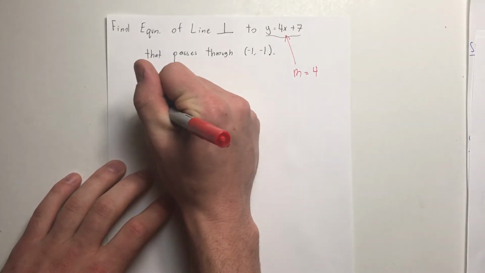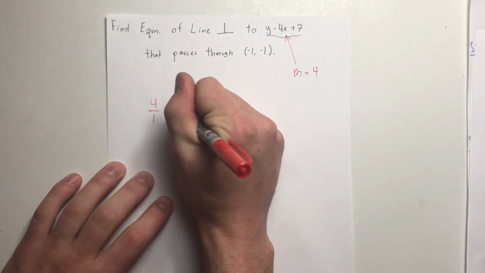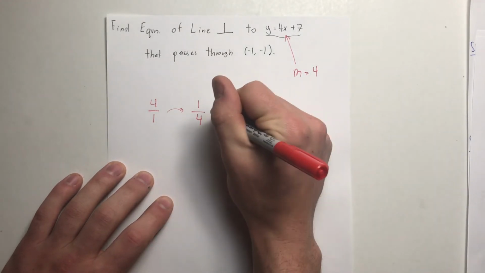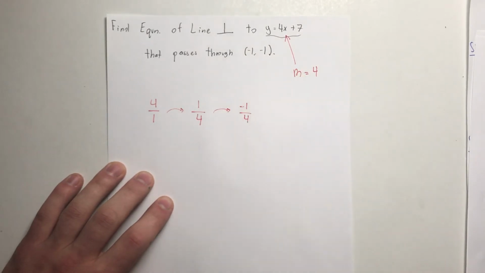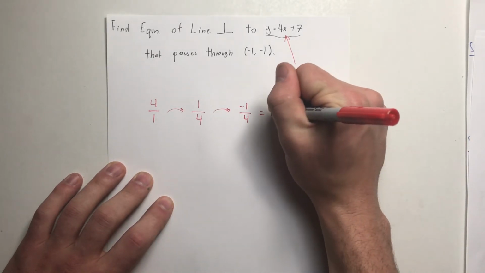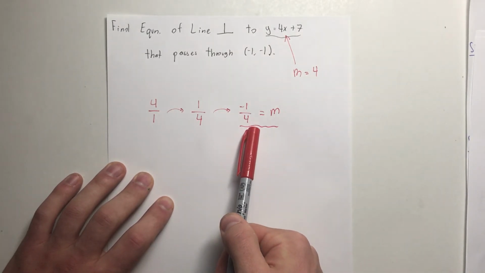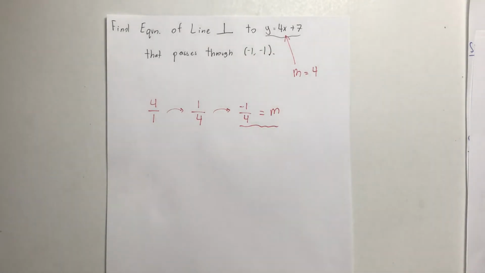So let's take 4 and we'll write it as a fraction, just like that. We'll flip that fraction over. And then our last step is to change the sign, just like we did earlier. So the slope of our line that we want to write is going to be -1/4. So this is our new m. So we want to write a line with this slope, and we want it to pass through this point right here.